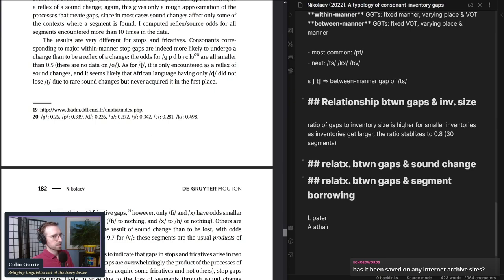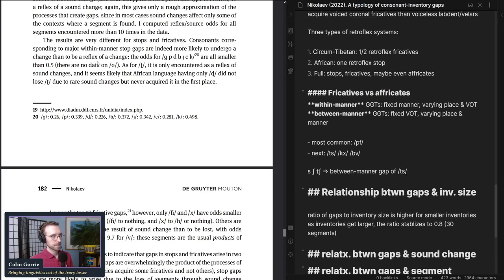Interesting. So the idea is that the author has collected all of these sound changes, and a sound can be a source segment. It can be the thing that the sound was or the thing that the sound becomes in any given sound change. And it seems that the consonants correspond to the major within-manner gaps in stops. So within manner, we remember, is fixing the manner, varying the place and voice onset time.